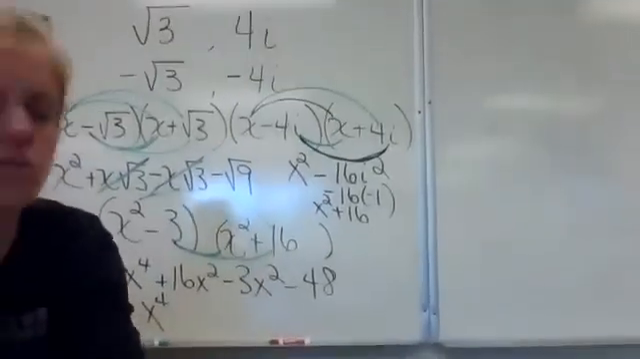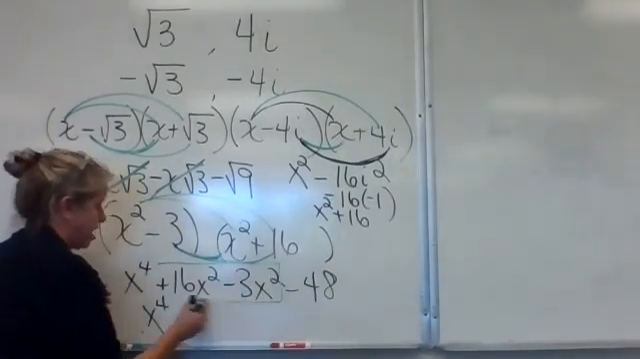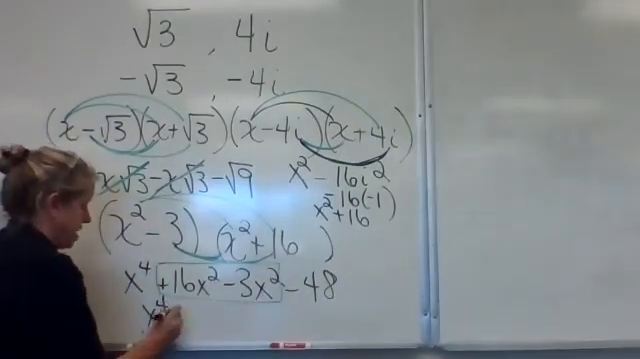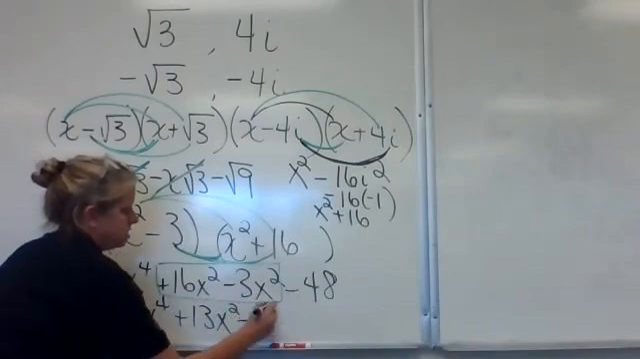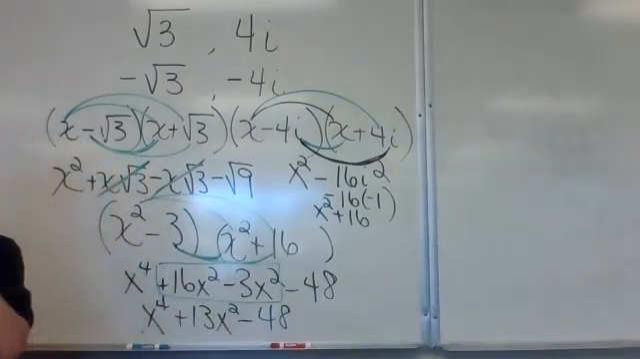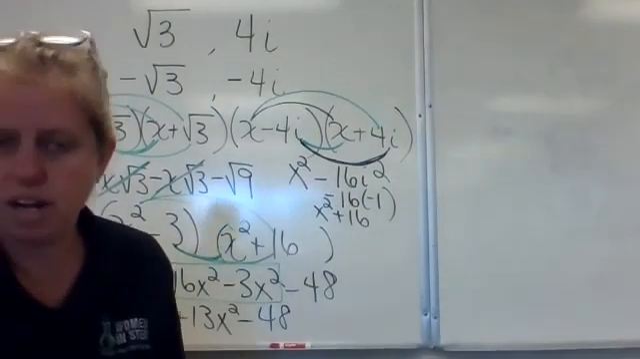Putting together the x squared, I've got 16 minus 3, right? Because these are both x squareds. So that gives me positive 13x squared, and bring down the minus 48. Okay? All right, so that was number 11.